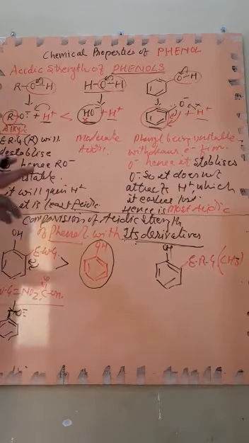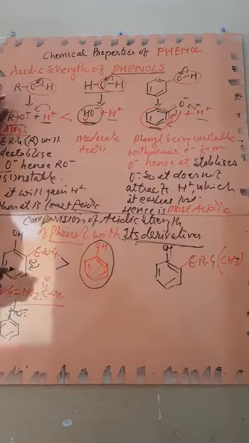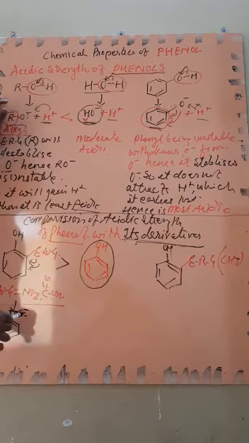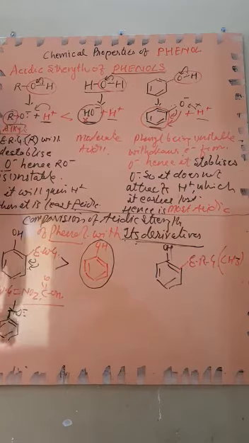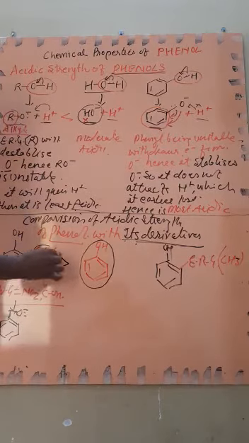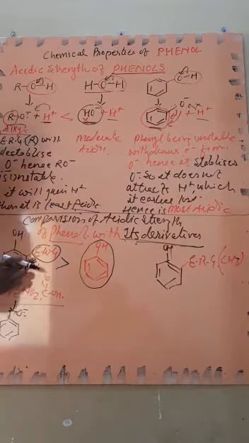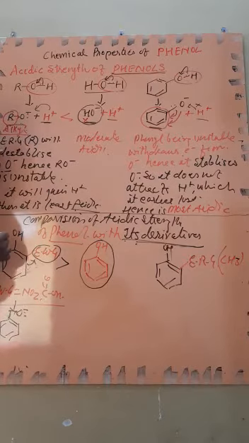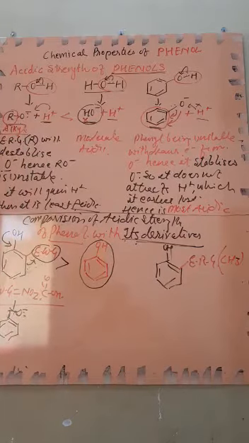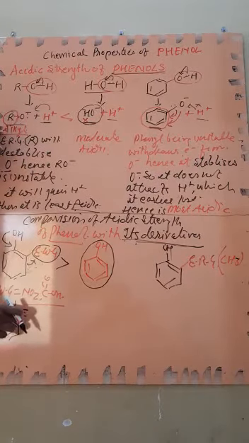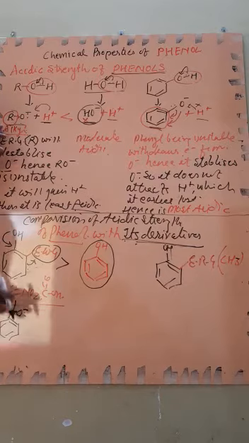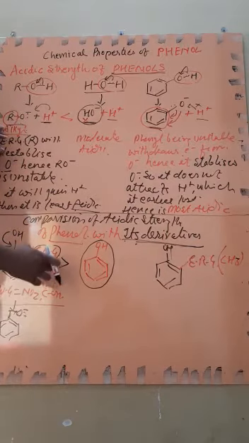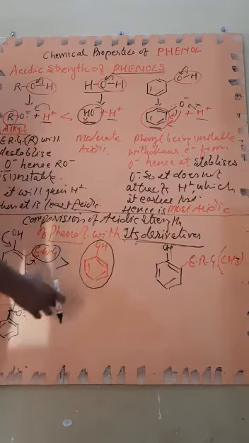Are you getting me? I am explaining again. The phenoxide ion is unstable due to excess of electron. If there is an electron withdrawing group, this electron withdrawing group will withdraw electron from the benzene ring, and then the oxygen will become electron deficient. Now it will become more stable, and if it becomes more stable, then it will become more acidic as compared to phenol.